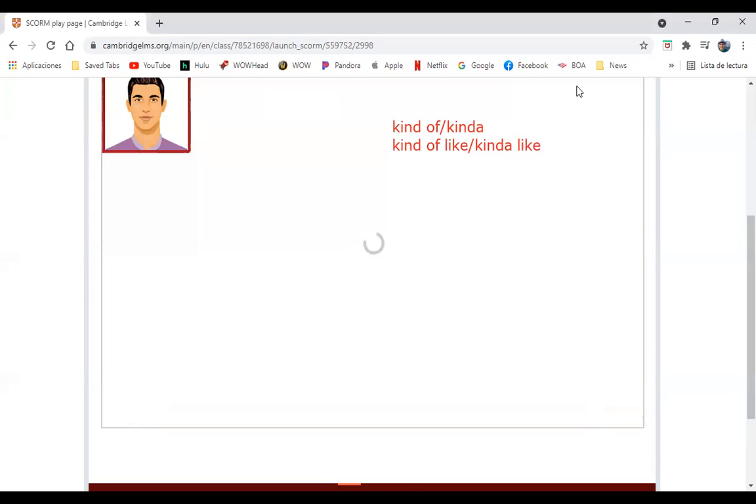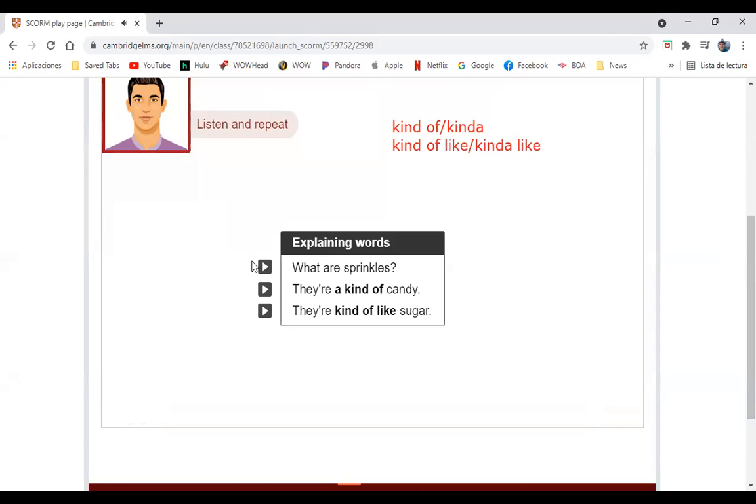Conversation strategy. Explaining words. You can explain words with the expressions a kind of and kind of like. Listen and repeat.